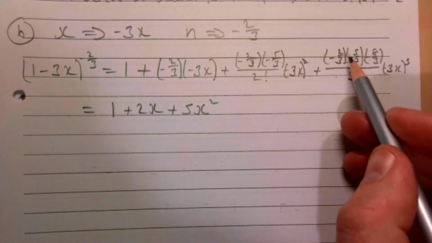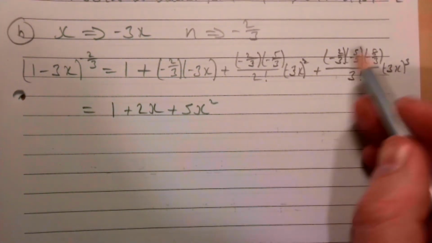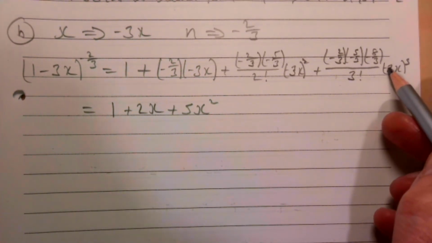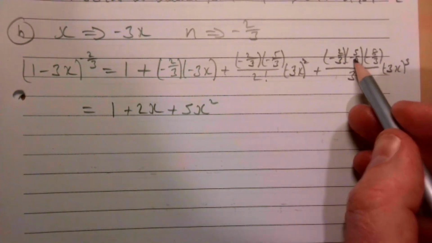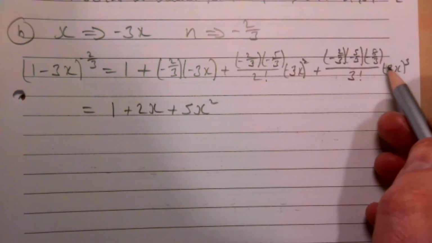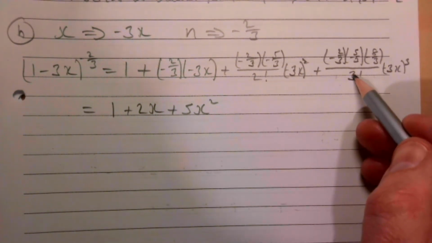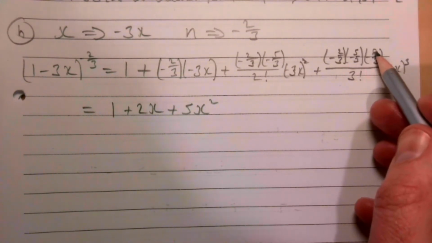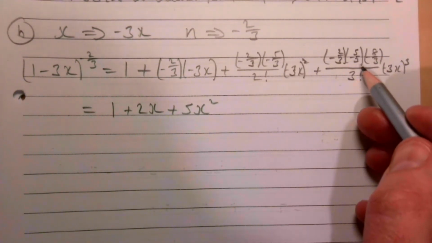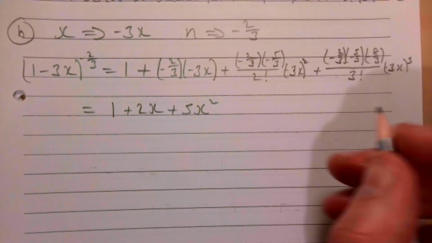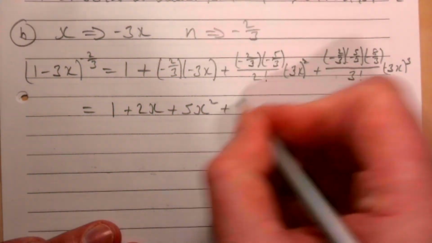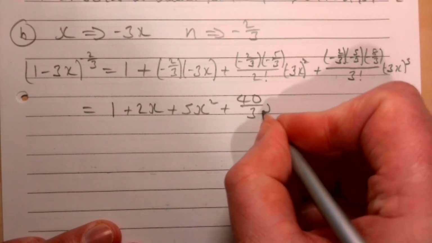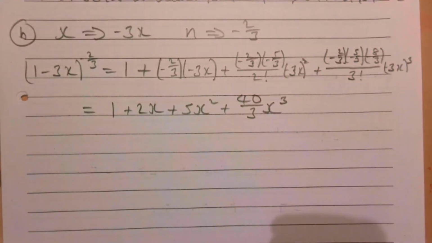Can you see the negatives are going to cancel here? There's 3 here, so that whole thing's negative. But remember, minus 3x cubed is going to be negative as well. Again, the 3's here, here, and here are going to cancel. On the bottom line we have a 6. On the top line we have a 2 times a 5 times an 8, which is 80. So we have 80 over 6, or if you want, 40 over 3. And that's a positive, so it's plus 40 over 3 x cubed.